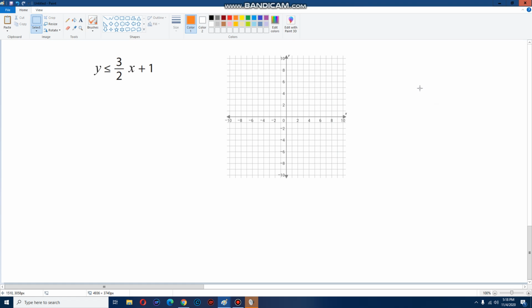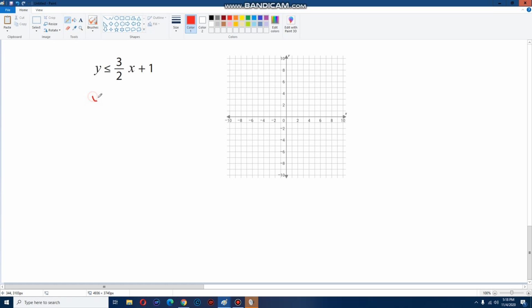Today, continuing on the graphing inequality video series, I'm going to show you how to graph a fraction. Same technique again, except we're working with fractions, so you just have to be a little bit extra careful here. So again, let's take a look at our equation. Y less than or equal to 3 over 2x plus 1. We're going to graph this.